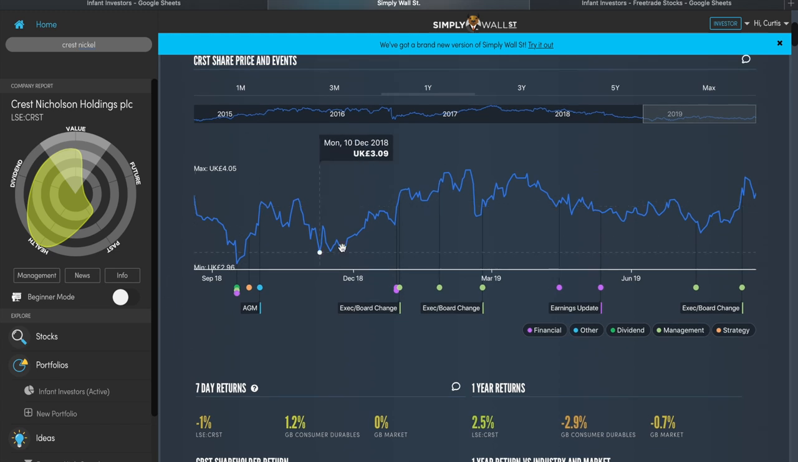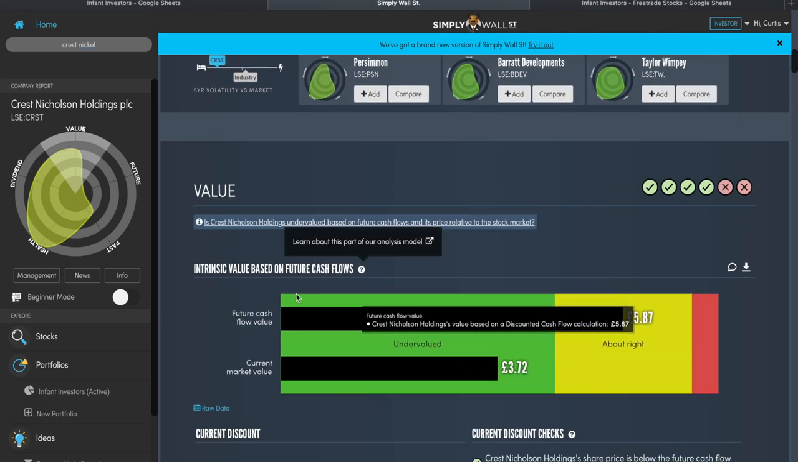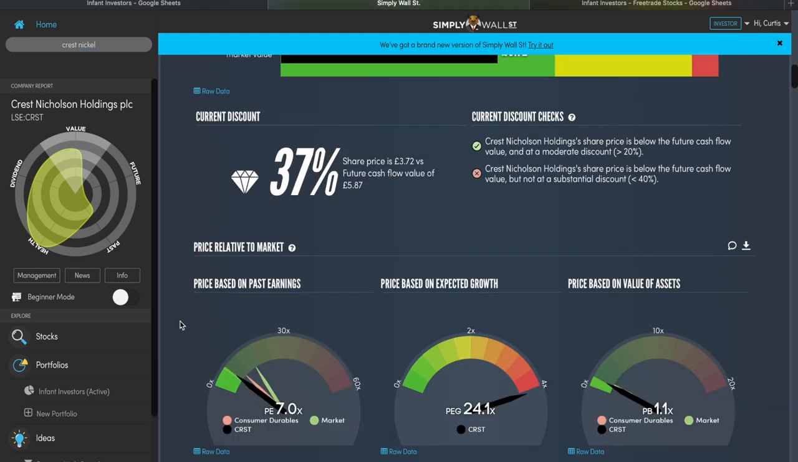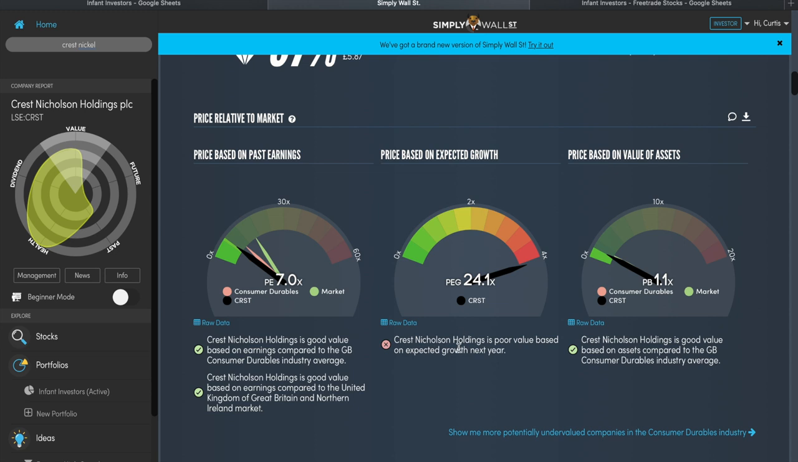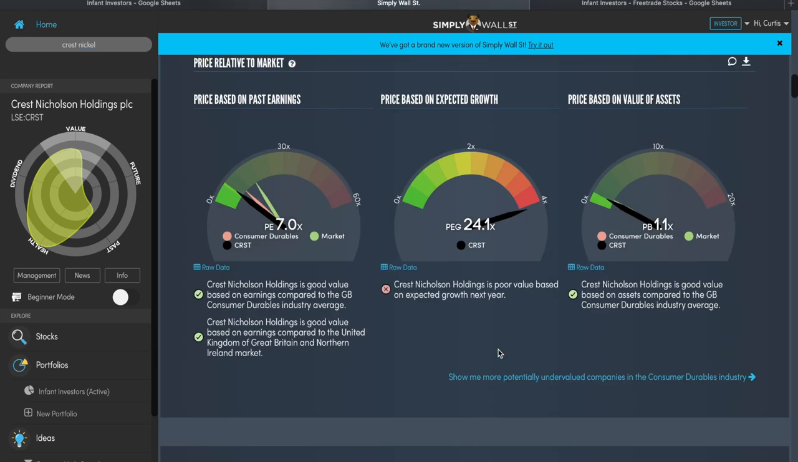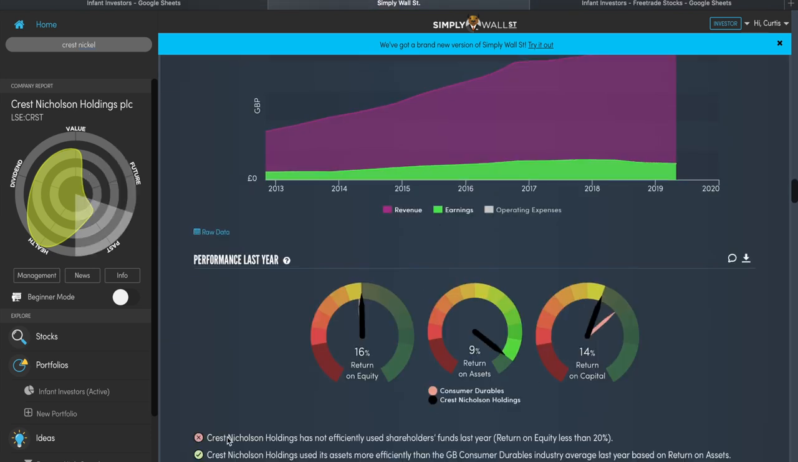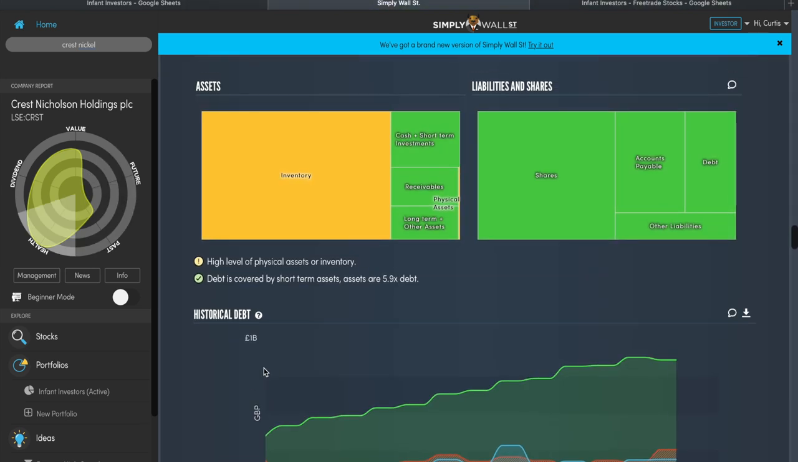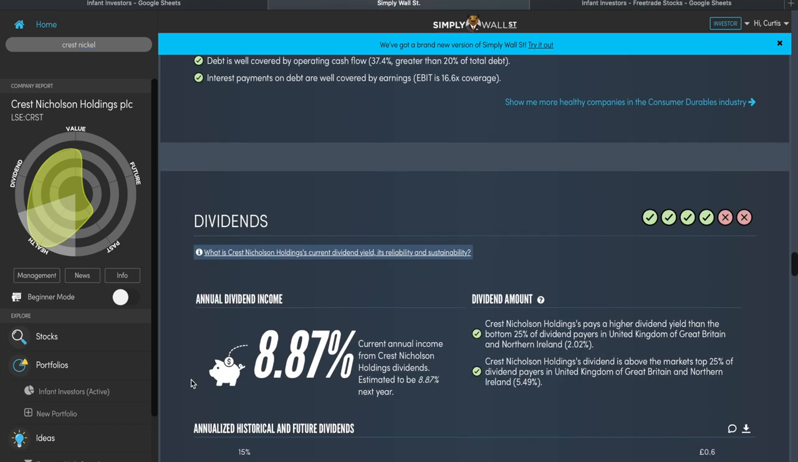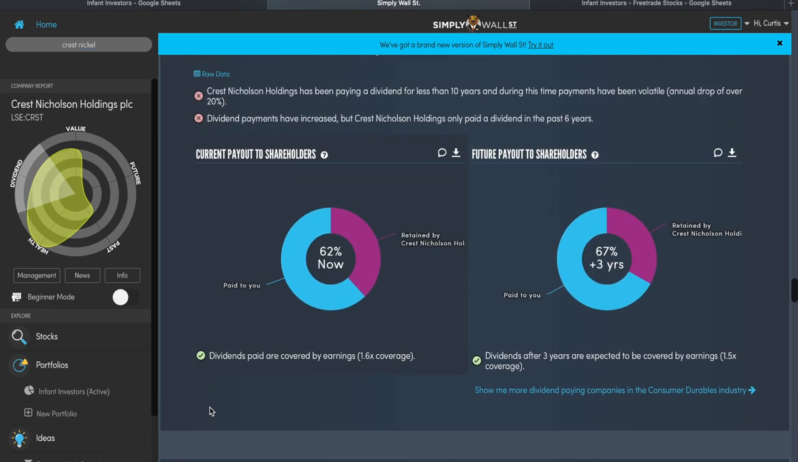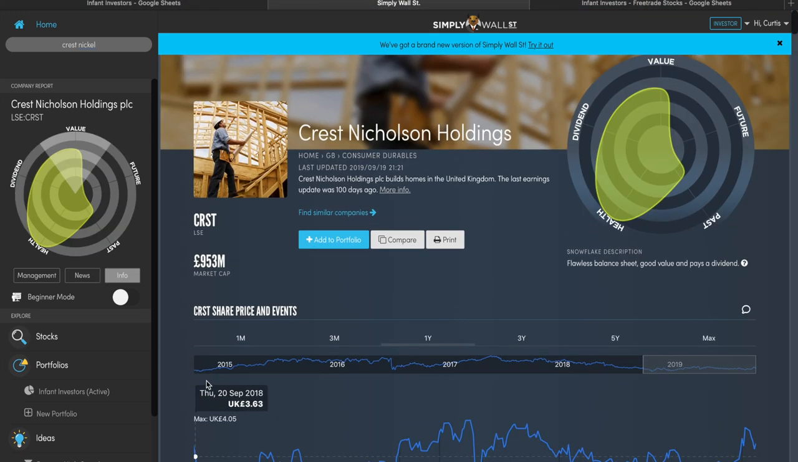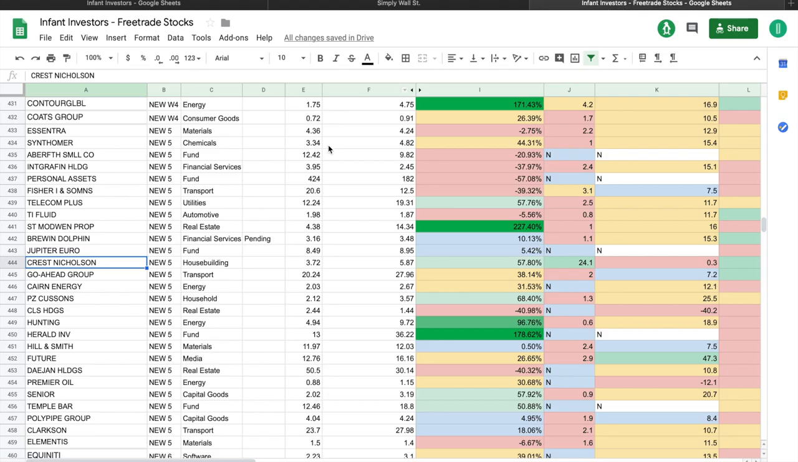But as you can see, the graph has been quite volatile, but it's been trending upwards over the past year. You can see that it's pretty undervalued by 37%. The PEG ratio is astronomical, so that's not a good thing. And obviously the future performance is not a good thing as well. The debt is pretty low and they've got a high level of inventory, being a house builder, and it pays a pretty high dividend as well. I didn't put this into pending status. It wasn't something that I felt fully fit my criteria, but it was just interesting to call out if it's something that you guys might also be interested in.